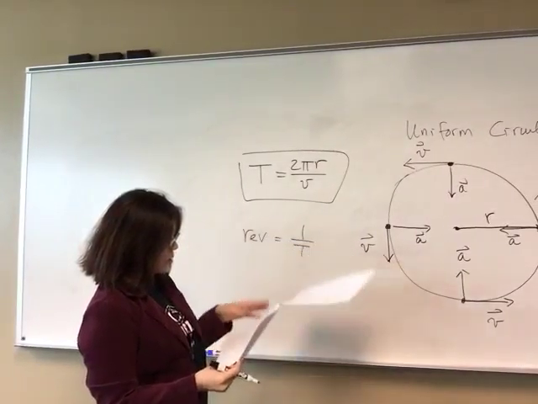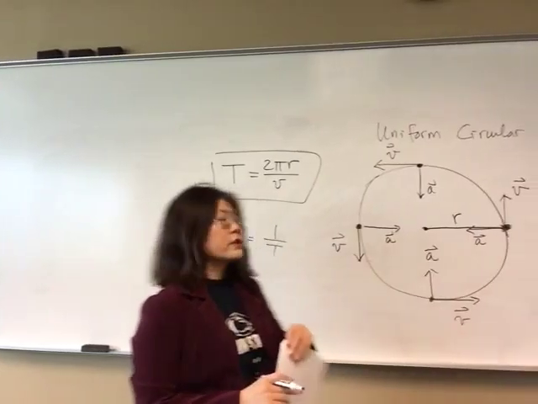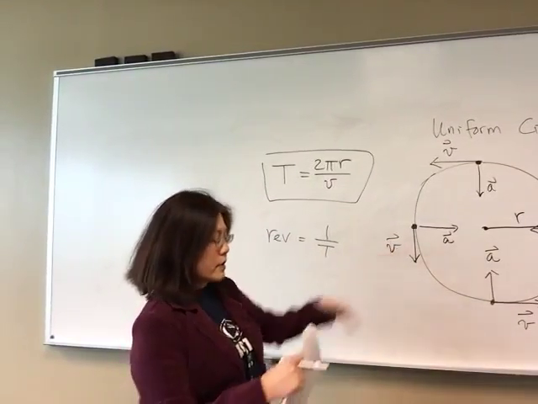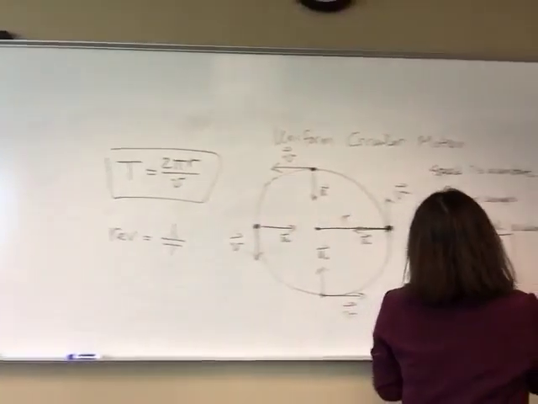So that is that. That's it. So this is basically very simple, and we're going to revisit uniform circular motion in other chapters later on. All right. So relative motion.